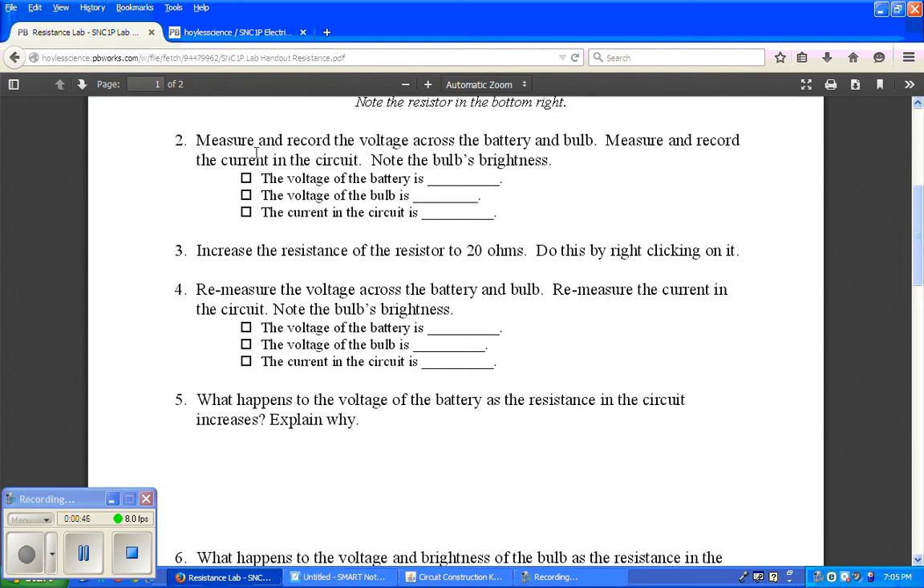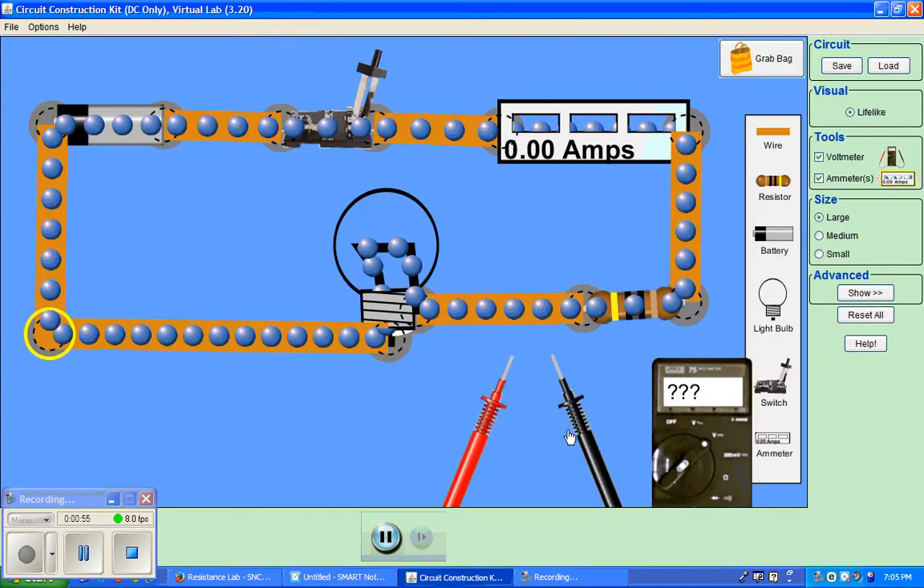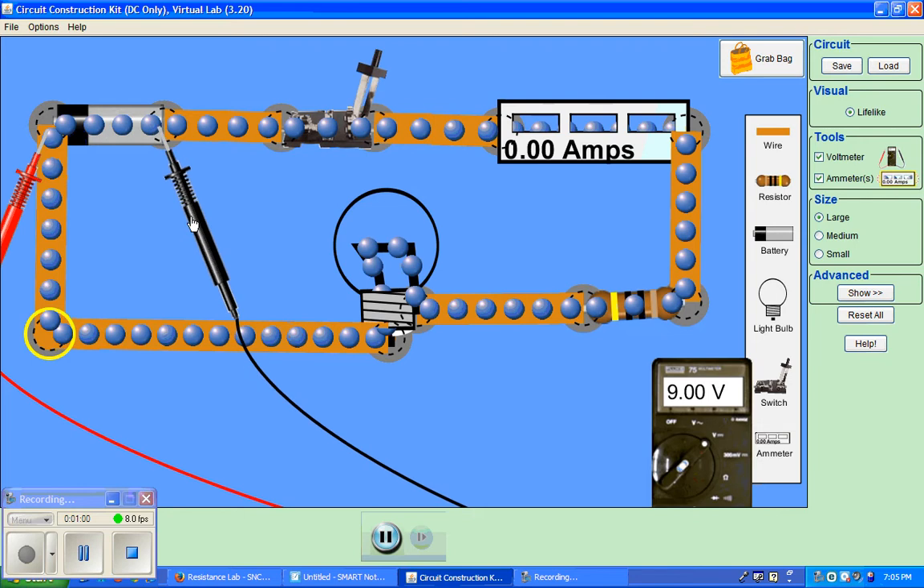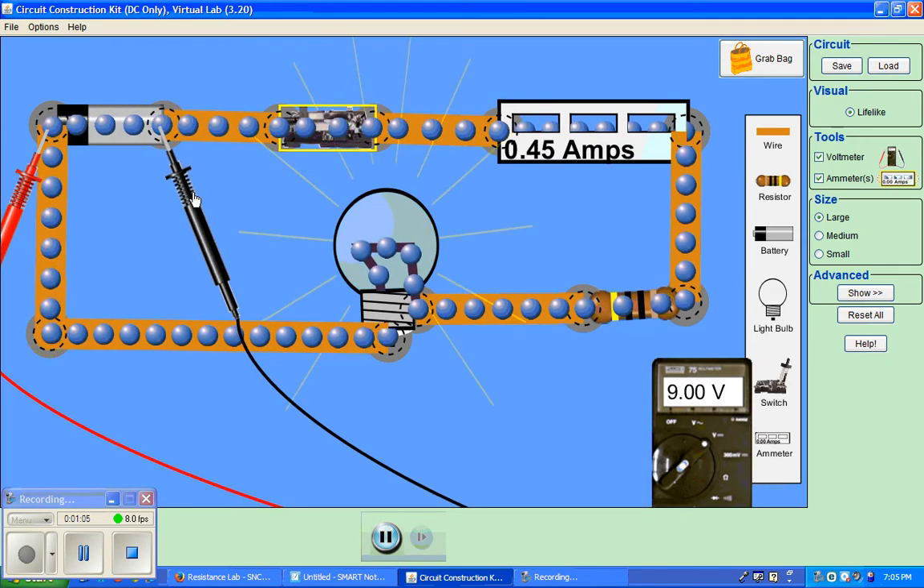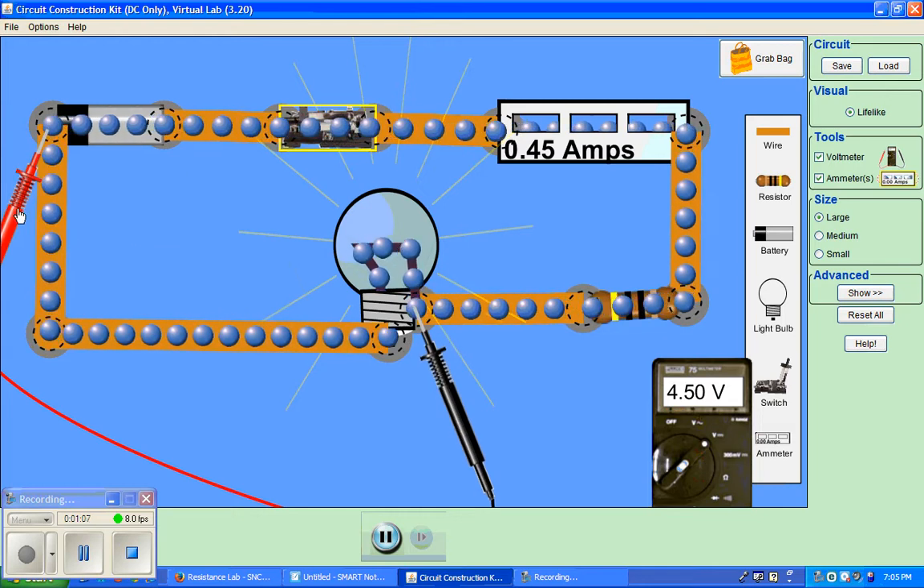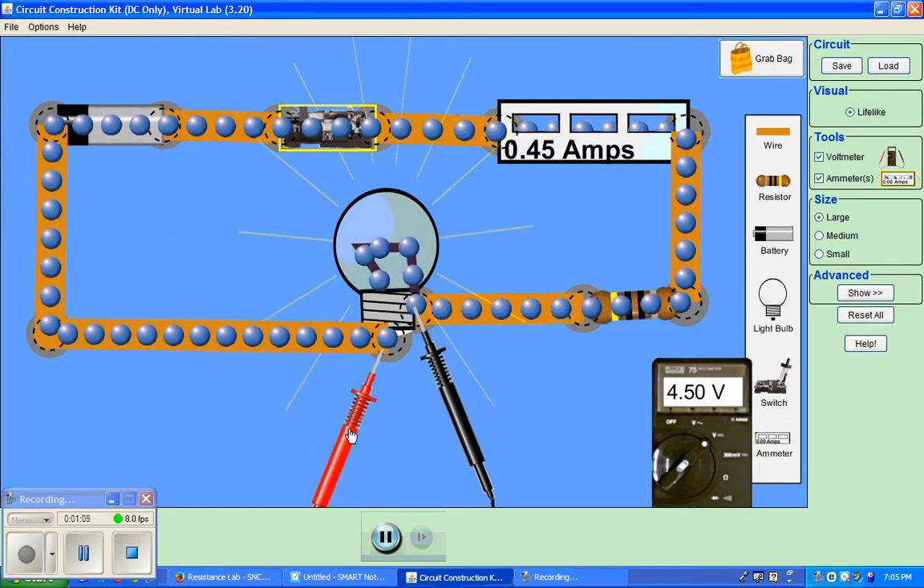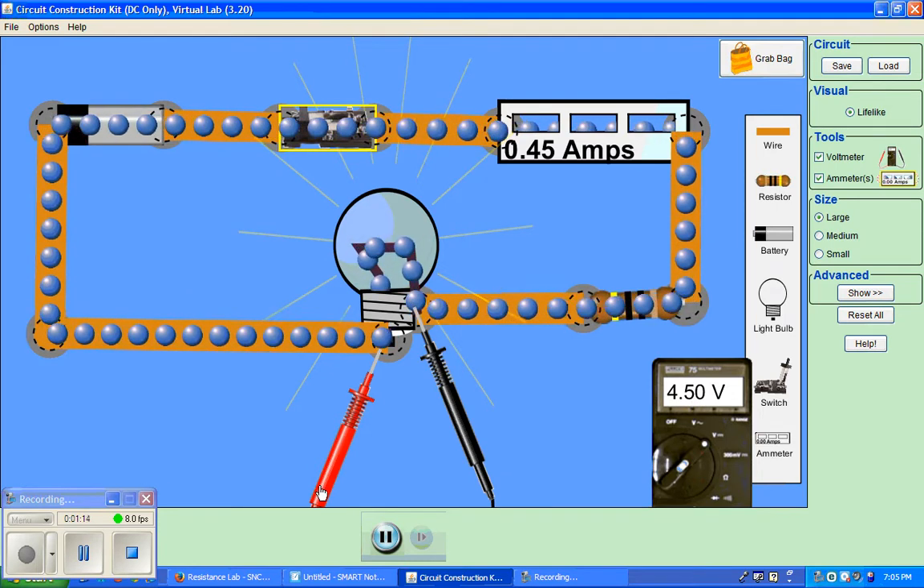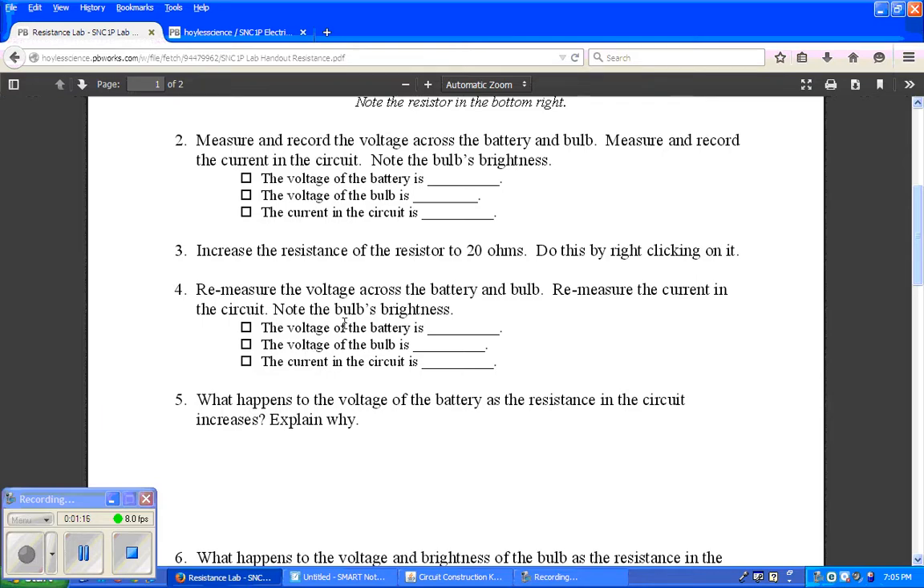So step 2 says measure and record the voltage across the battery and bulb. Measure and record the current in the circuit. Note the bulb's brightness, and we need to write that information right there. So we'll measure the voltage across the battery, and it's 9 volts. And let's actually turn the circuit on, and let's measure the voltage across the light bulb, and it is 4.50 volts. All right, so we want to write that. Voltage of the battery is 9, voltage of the bulb is 4.5.